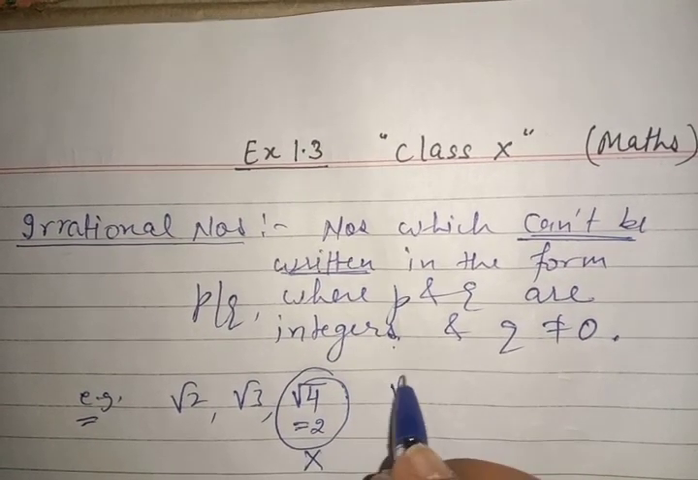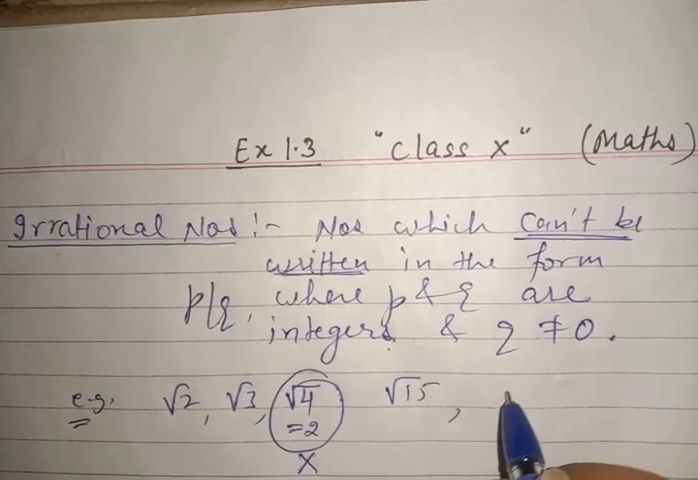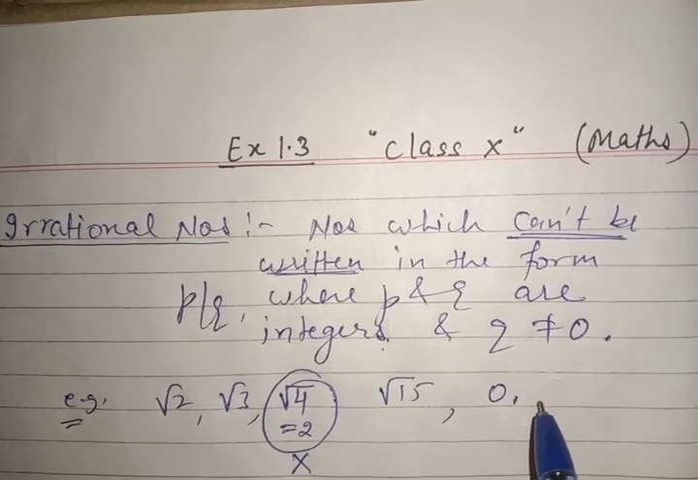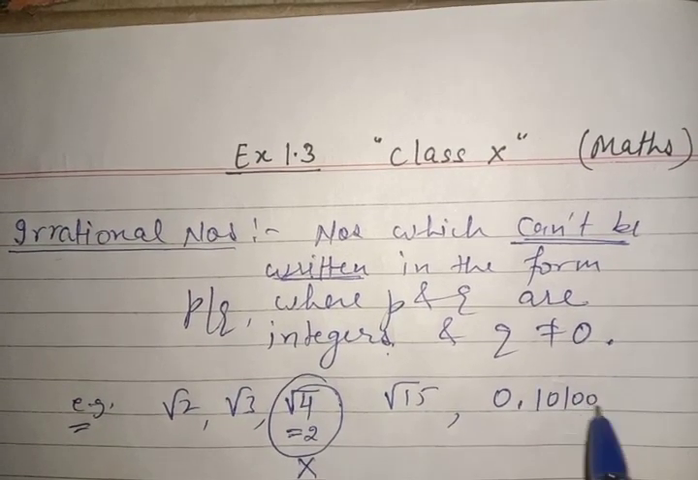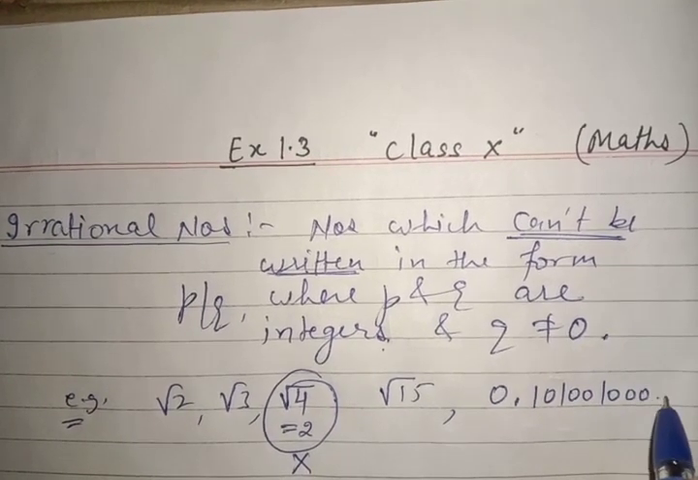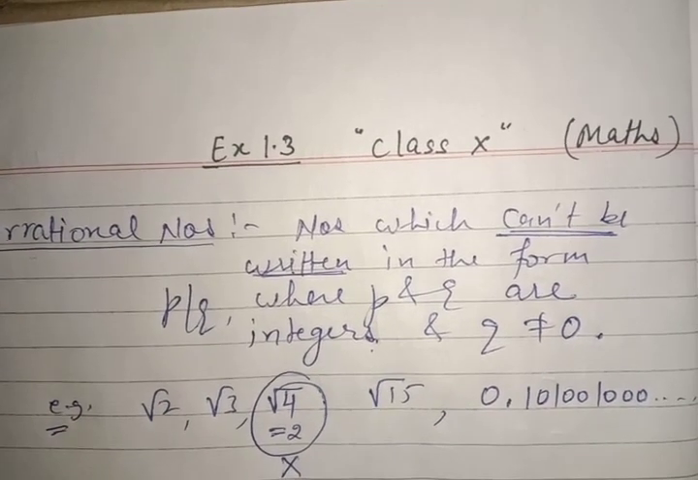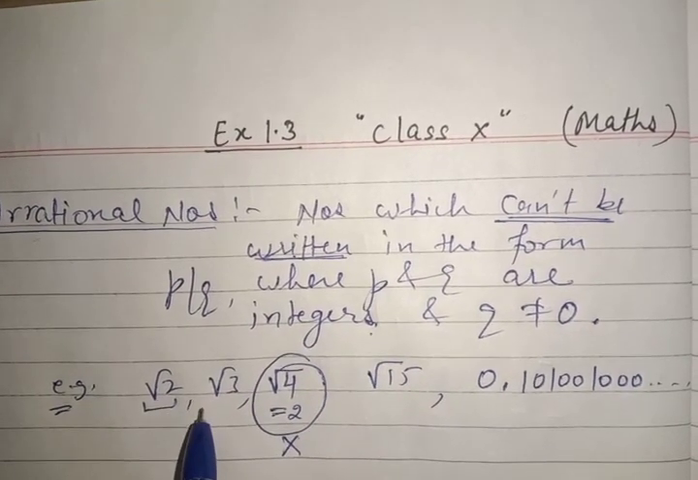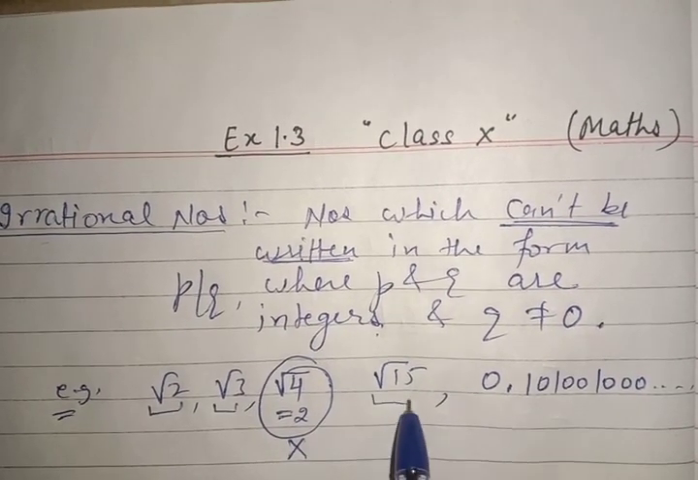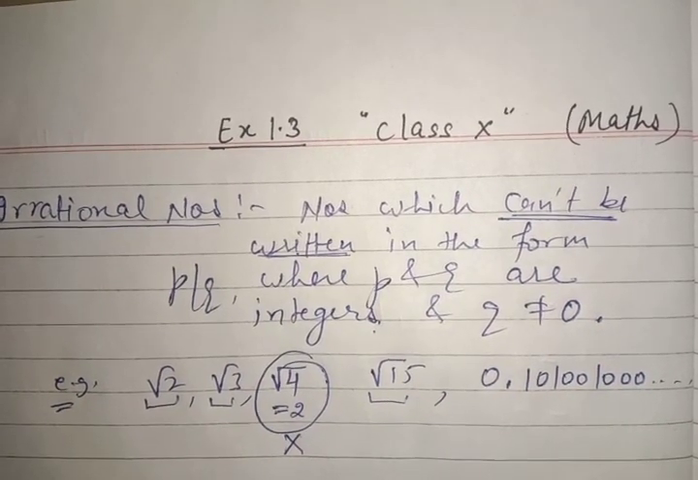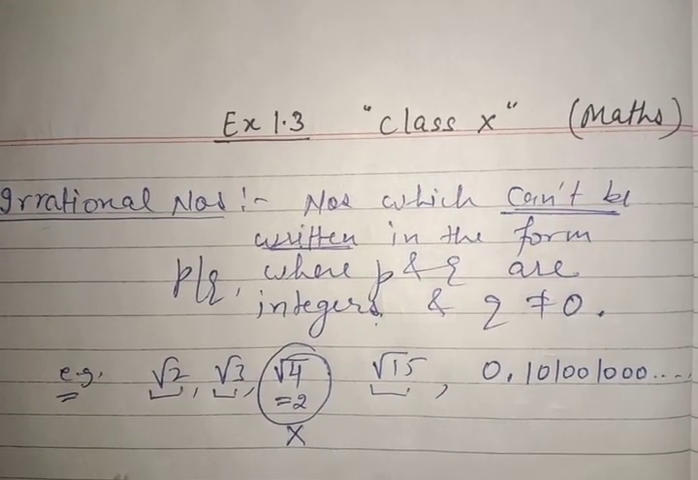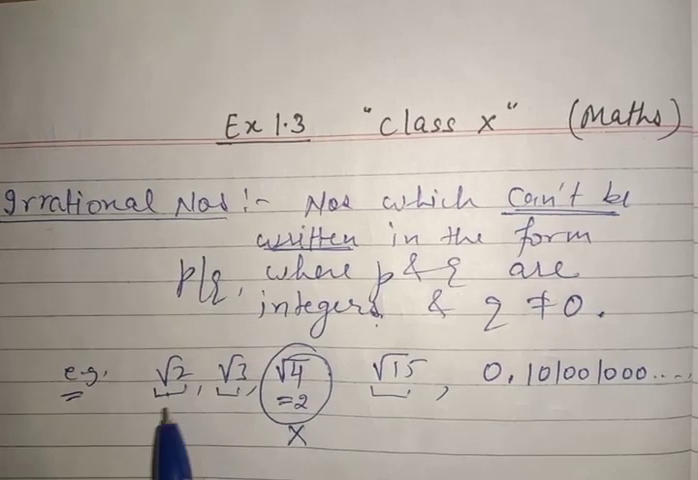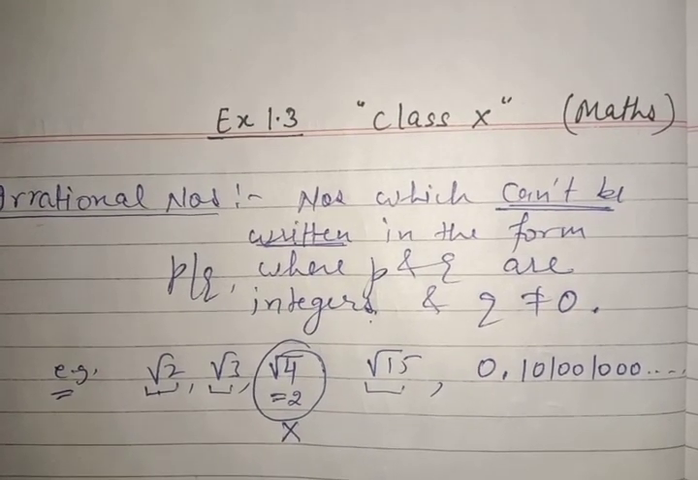Then root 15, and in decimal form also you know how to write 1.010010001 and so on. All these things you have done in 9th. In 9th, the teacher told you that these are irrational, but the proof that these are irrational numbers you have not done in 9th. So we'll do the proof of this.